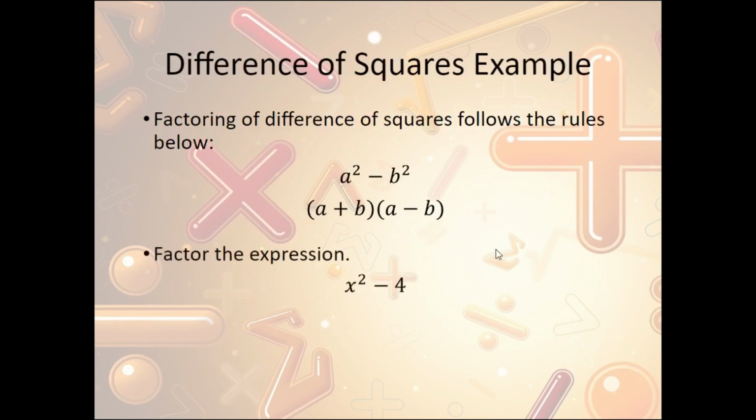X squared minus 4. Well, if we rewrite this, if we put it in this form, this is really x squared minus 2 squared. So when we write that, we would write x plus 2 times x minus 2, and that would be our factored version.